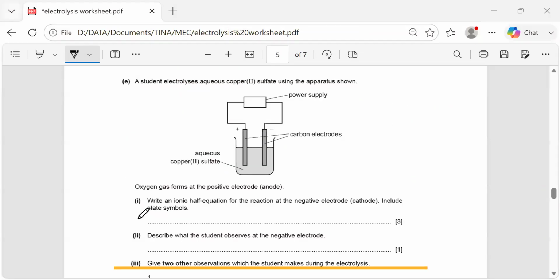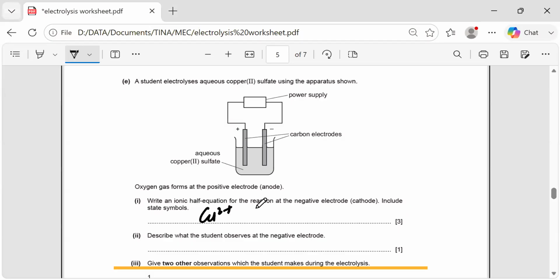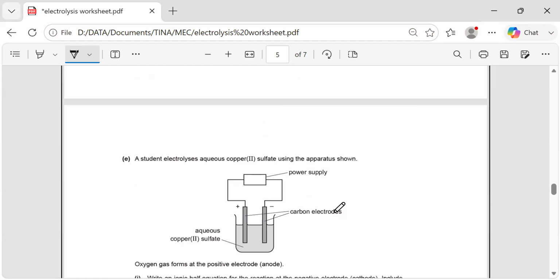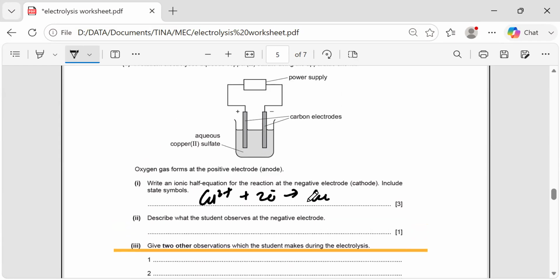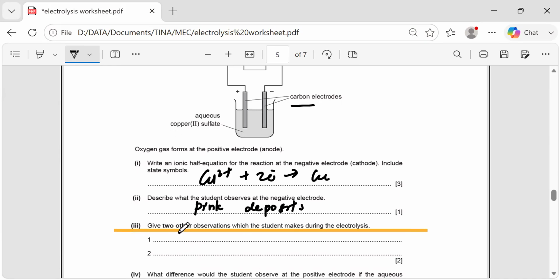Okay, come, let's do this. Right, ionic half equation for the negative electrode. So this one you must know, if not, I'll sit down and cry, okay? We've done this like 3,000 million times already. So this one, what do they observe? Remember, this is copper sulfate on carbon. So they will see pink deposits. Remember, negative is cathode. Two other observations. So bubbling at anode, and then blue solution turns colorless.